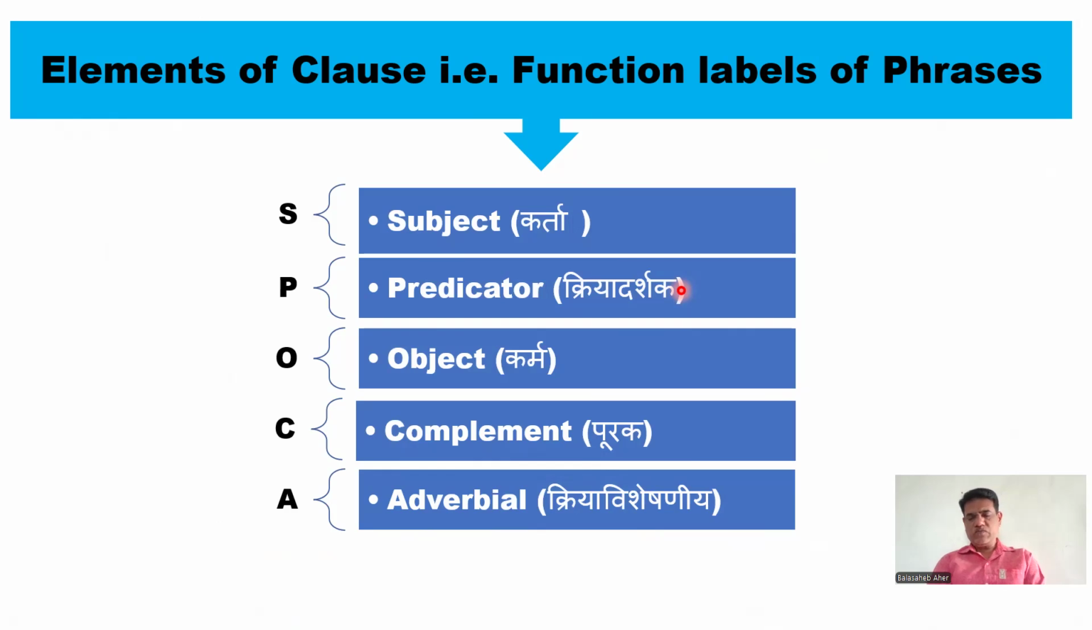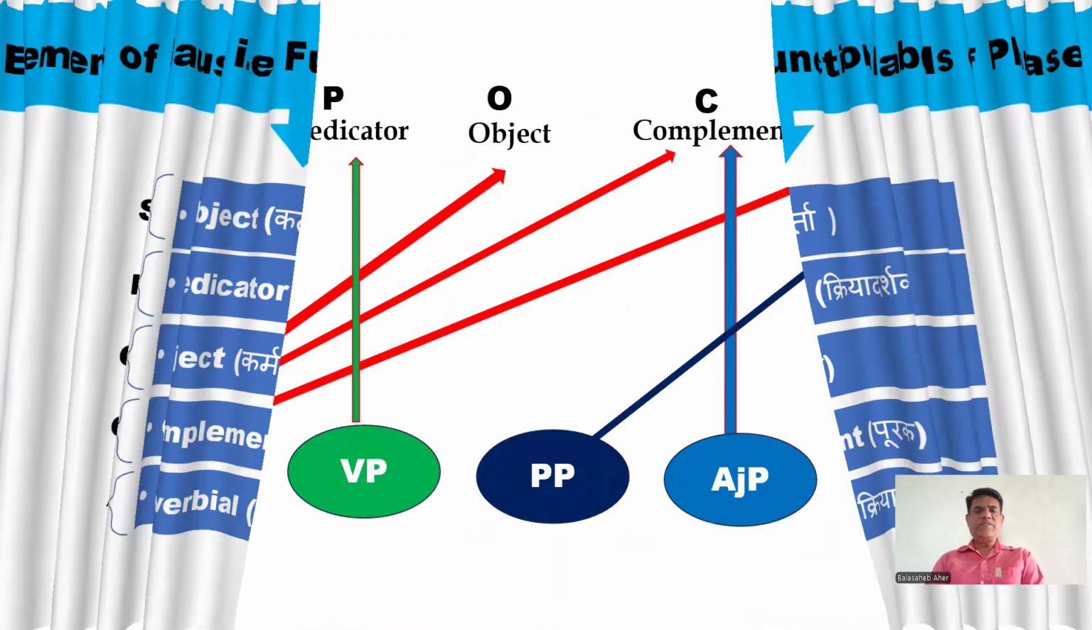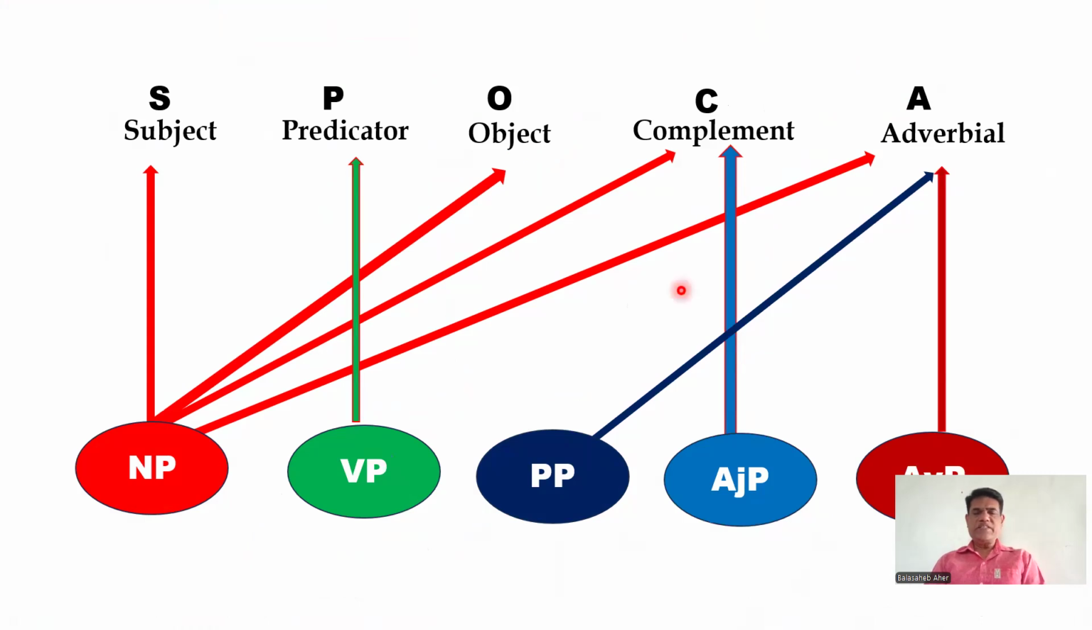What phrase has done what action has been explained in this diagram. You can see at the bottom we have taken the phrases: noun phrase, verb phrase, prepositional phrase, adjective phrase, and which is hidden behind my screen is adverb phrase. And at the top, we have taken the function labels of this phrase that they do in the clause. So NP can act as a subject of a clause. It can act as an object, complement, adverbial. So except verb, it can act in all four functions: subject, object, complement, and adverbial in a clause.